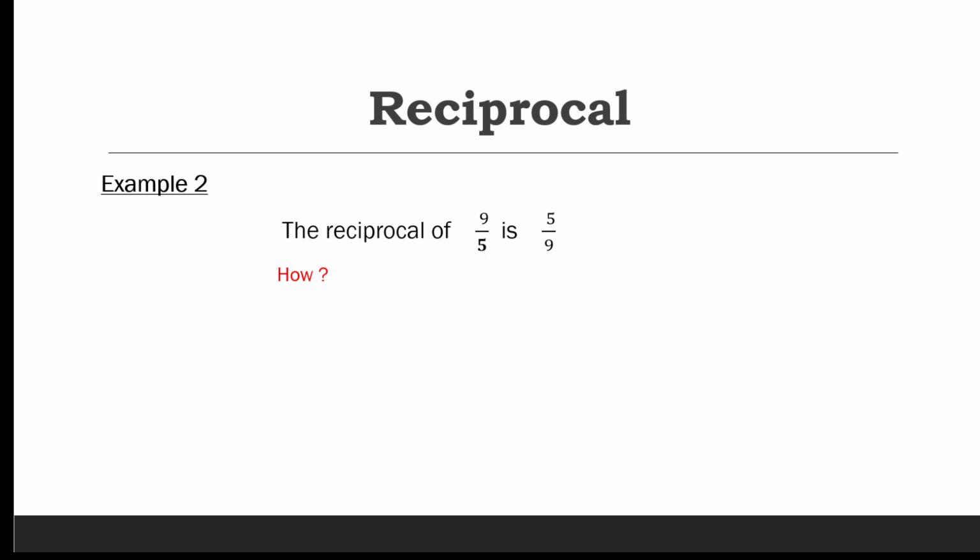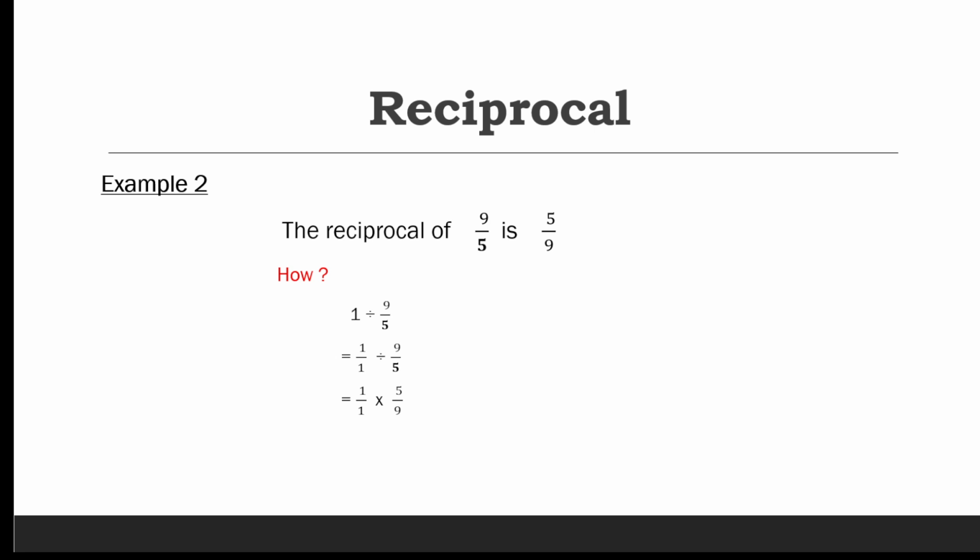How do you get to that? By definition, the reciprocal of a number is 1 divided by that number. So the reciprocal of 9 over 5 would be 1 divided by 9 over 5. Now this takes us to our knowledge of fractions. We would make 1 become 1 over 1, and that would give us 1 over 1 divided by 9 over 5.